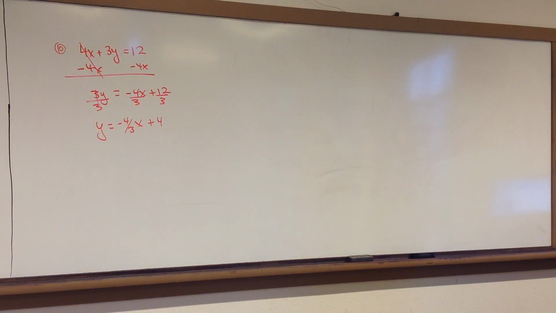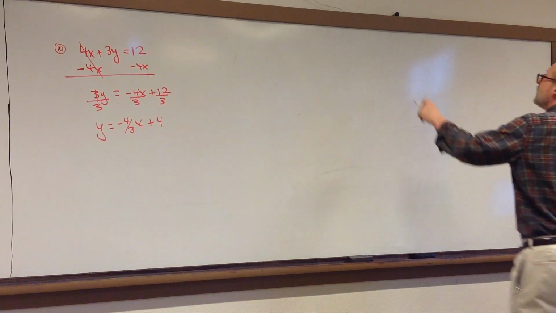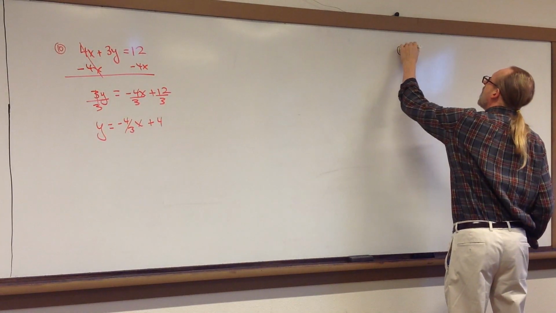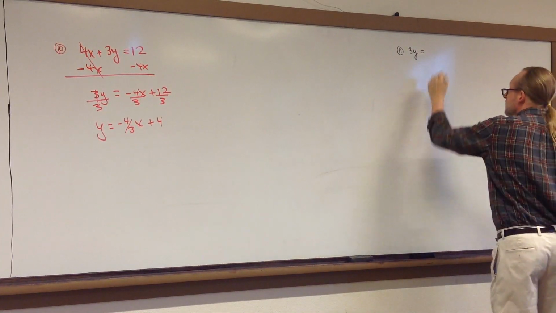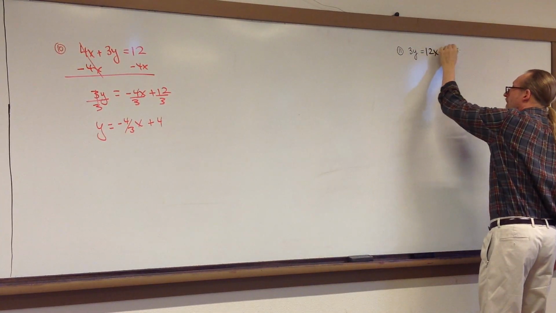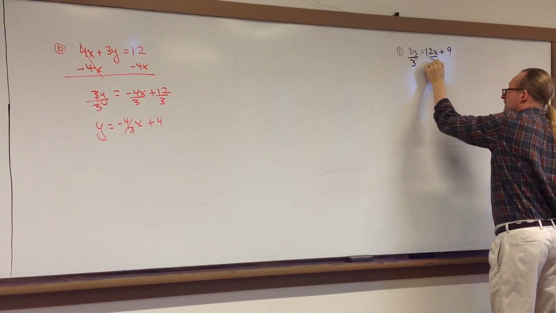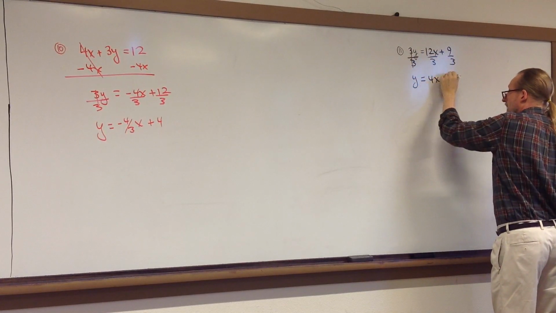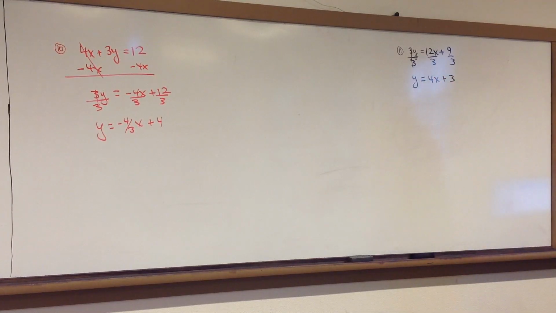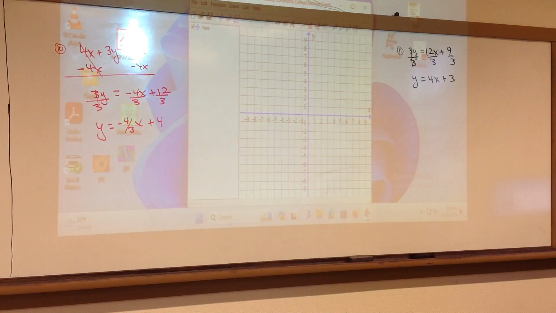There we go. All right, problem 11. This one starts out 3y equals 12x plus 9. So all I have to do here is divide everything through by 3. So y is 4x plus 3. And then we need to graph that one as well.